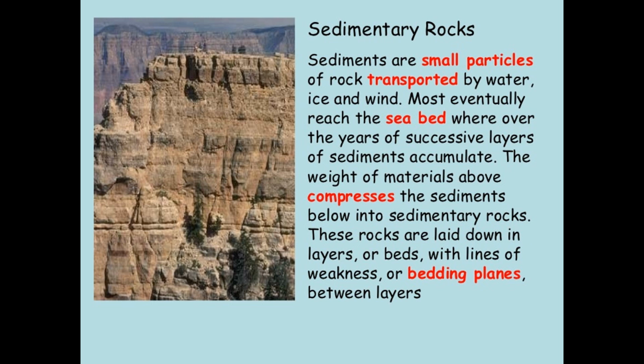Okay, so we want to go into the second type of rocks, and the second type of rocks are called sedimentary rocks. Sedimentary rocks are sediments or small particles of rock transported by water, ice, and wind. Most eventually reach the seabed, where over the years successive layers of sediments accumulate. The weight of materials above compresses the sediments below into sedimentary rocks. These rocks are laid down in layers or beds with lines of weakness, or bedding planes, between layers.